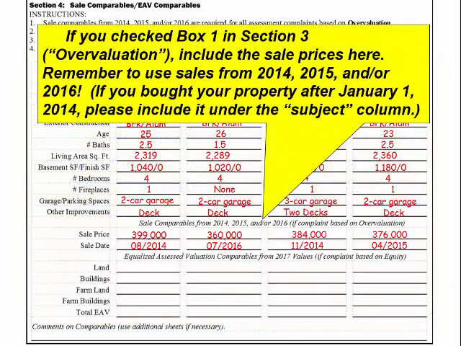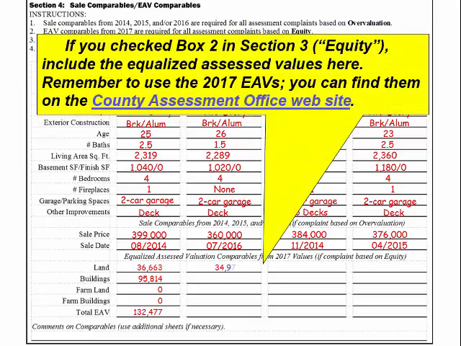If you checked box 1 in section 3, over valuation, you want to include the sale prices here. Remember to use sales from 2014, 2015, and or 2016. And if you purchased your property after January 1st, 2014, please include it under the subject column. If you checked box 2 in section 3, that is equity, include the equalized assessed values here. Remember to use the 2017 equalized assessed valuations. You can find them on the County Assessment Office website.